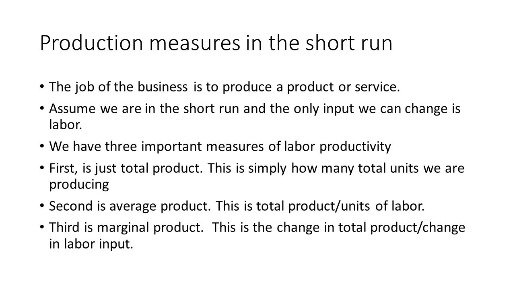What about production measures in the short run? Well, the job of the business is to produce a product or service. Assume we're in the short run, the only input we can change is labor. We have three important measures of labor productivity. First is just total product. This is simply how many total units we are producing. Second is average product. This is simply total product divided by units of labor. And third is marginal product. And this is the change in total product divided by the change in labor input. Or another way to define it is the output we get from hiring one more worker.